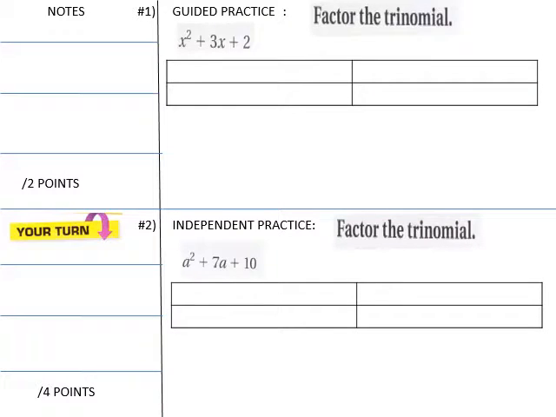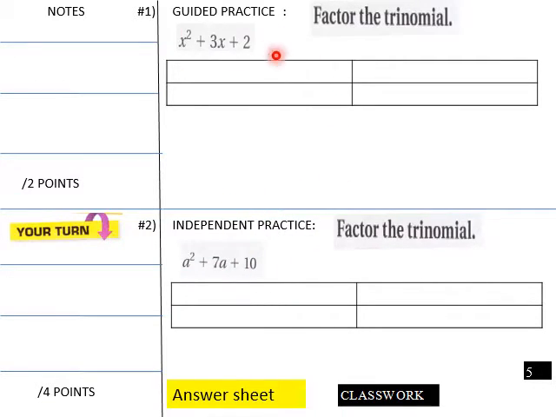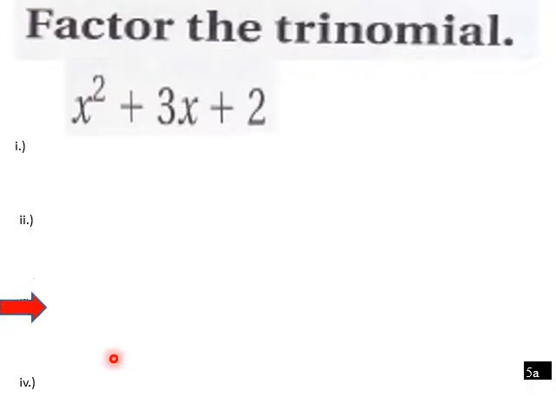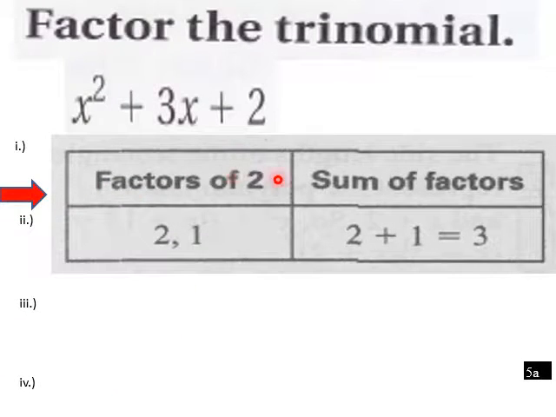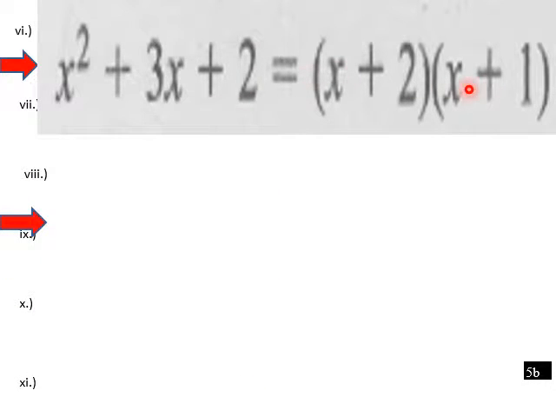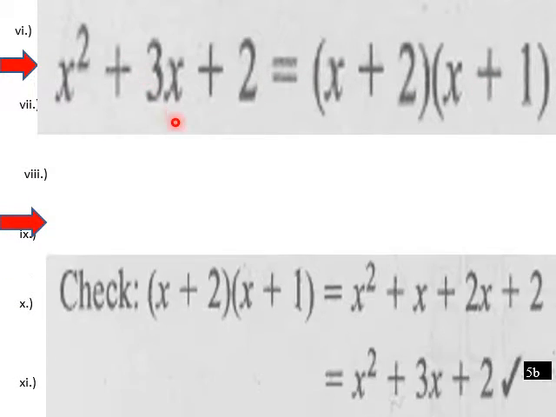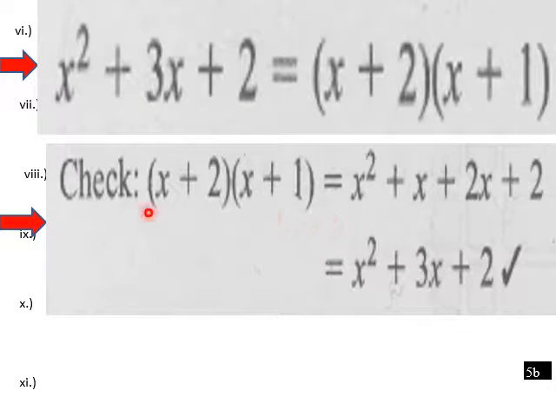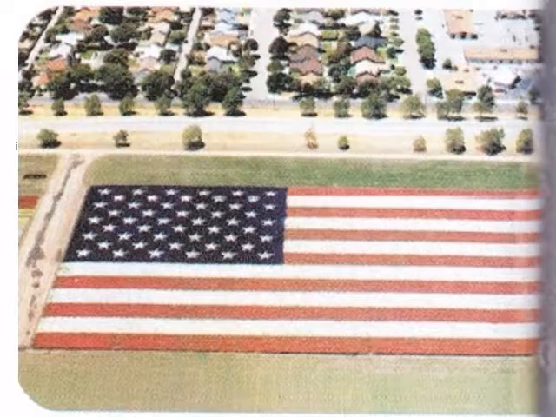Okay, our first guided practice, students. Pay attention so you can do your independent practice. This is yours here. We're going to do our guided practice now. So factor the trinomial. Here are factors of 2, 2 and 1. Sum of factors would be 3. That is our b member of the trinomial. So factors 2 and 1 have a sum of 3, so they are the correct ones. So x plus 2, x plus 1 will equal this trinomial. And then we check it, and sure enough, it checks. Okay.